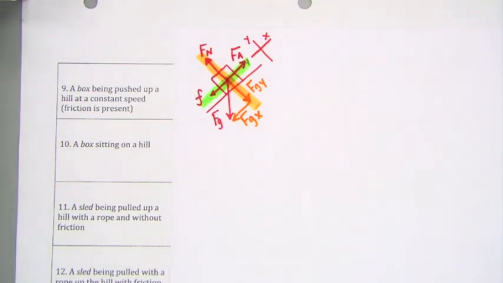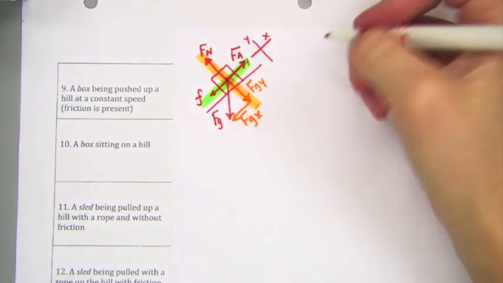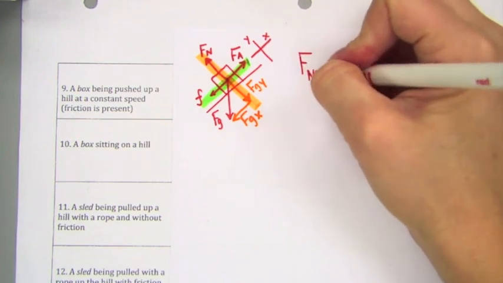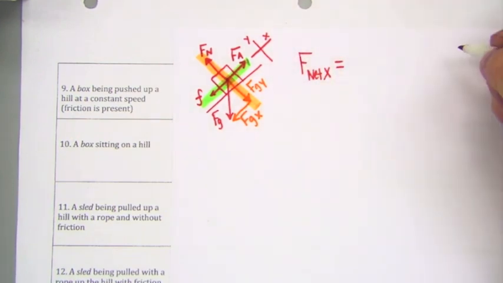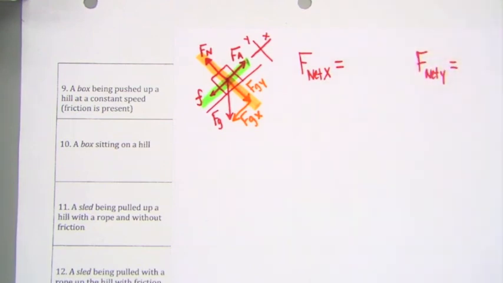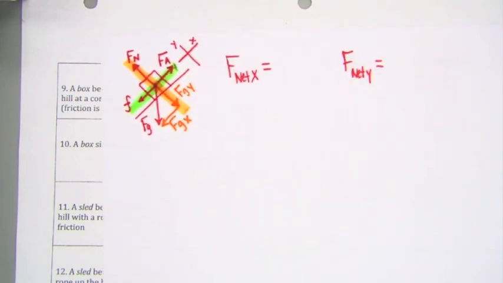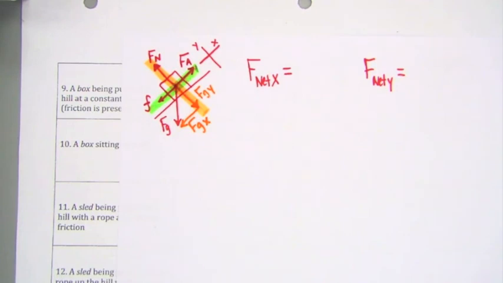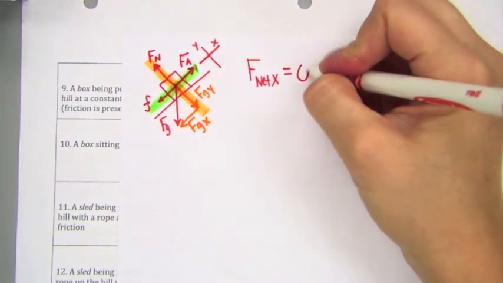Now that you have all the forces drawn on your free body diagram, you're going to do the same thing you would for a normal free body diagram problem and write your X and Y direction equations. The object is going at a constant speed. When we're going at a constant speed, we are in equilibrium. So that means both of them are equal to 0.